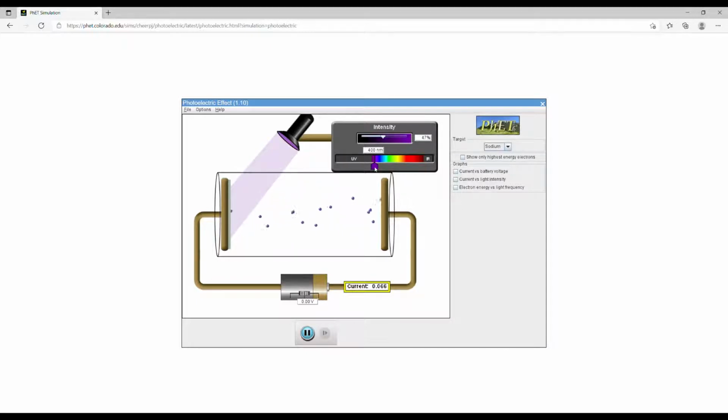We also have a slider for the wavelength of the light source. Now, this wavelength varies all the way down from 100 nanometers up to 850 nanometers for our sodium target. You can change your targets by using the drop-down button for the target.